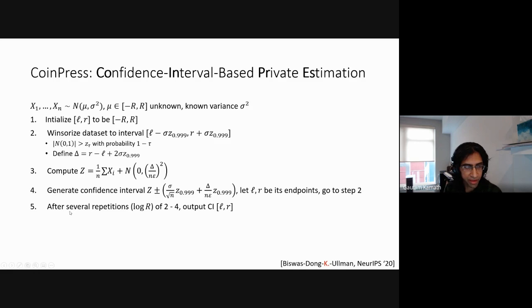And after several repetitions, this is related to Alain's question, which is log R iterations in theory, but maybe 3 iterations in practice, then we can output the confidence interval L comma R. And the theorem is that this is going to be both private and a valid confidence interval for the unknown parameter mu.